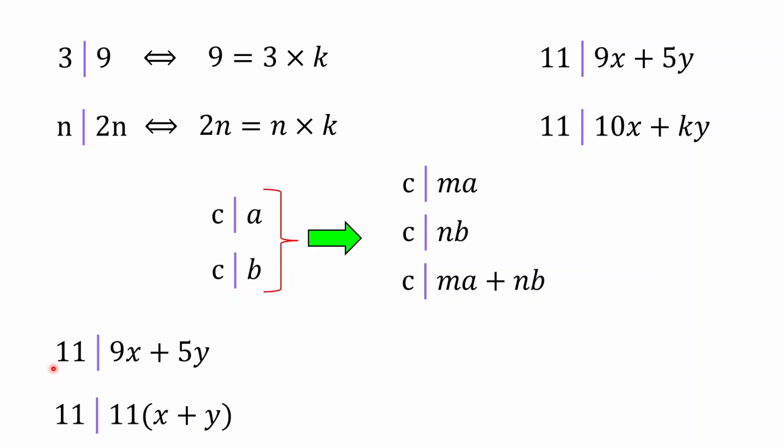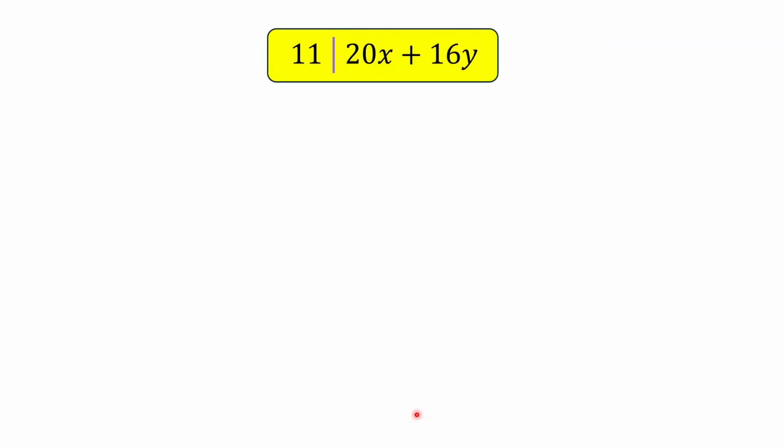Okay, so 11 divides 9x plus 5y. 11 also divides this one, so we can conclude that 11 divides the addition of these two. So 11 divides 20x, 11 plus 9 is 20, 5 plus 11 is 16y. So 11 divides 20x plus 16y. This is a very important conclusion that we obtained so far.